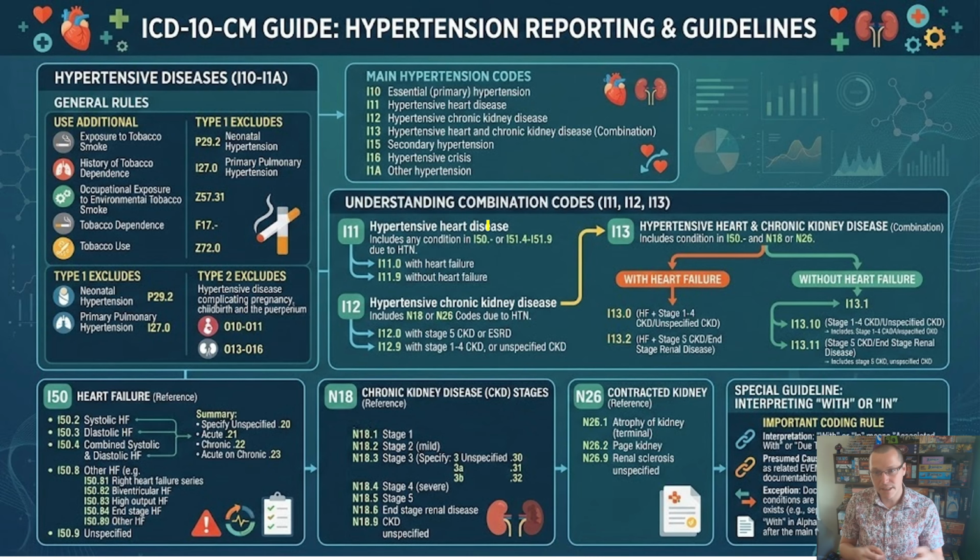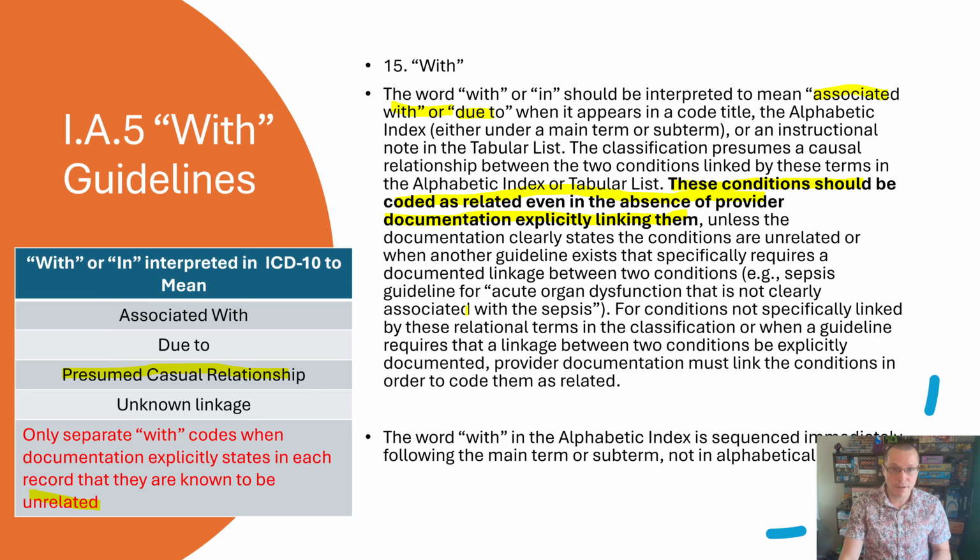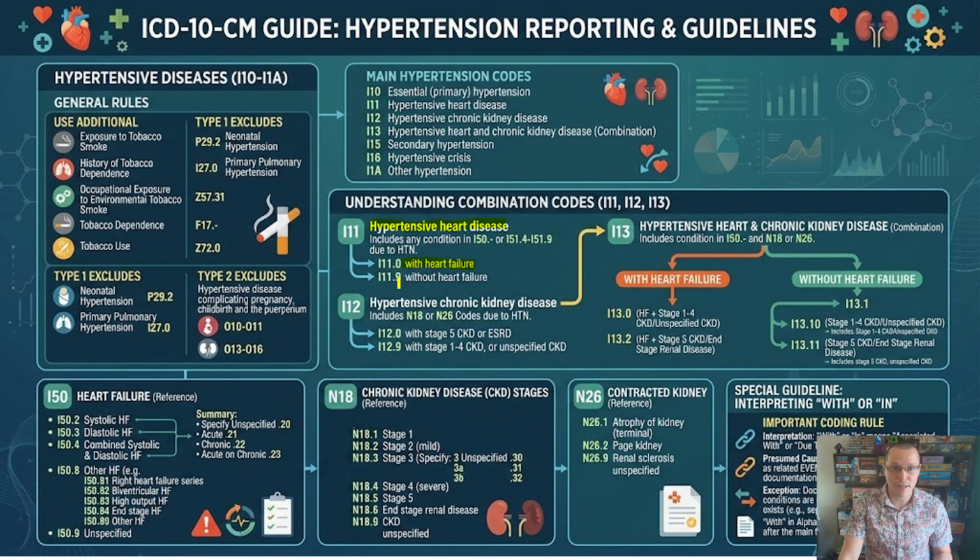This is kind of a busy slide. I'll break it down more on future videos, but the main ones that I want to point out here is that hypertension has with for hypertension with heart failure. It's the heart failure codes, and then the without heart failures where it's other heart conditions. And then we have chronic kidney disease as a with guideline too with hypertension.